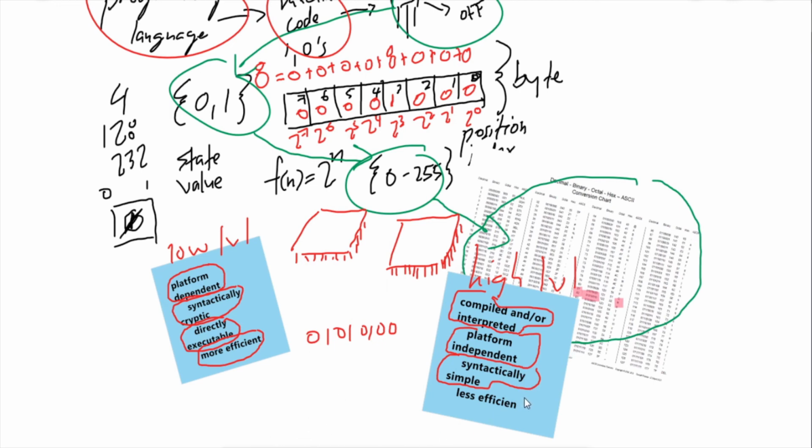Because they are compiled and/or interpreted, there's some translation, there's some time needed. And so for that reason, programs written in higher level programming languages are less efficient than ones written exclusively in machine code or lower level programming languages.